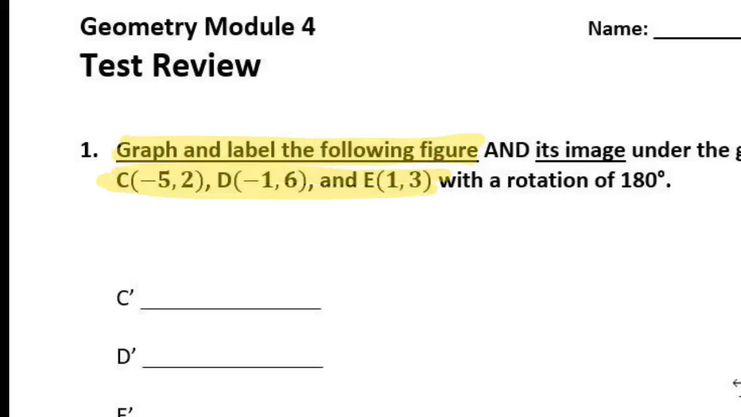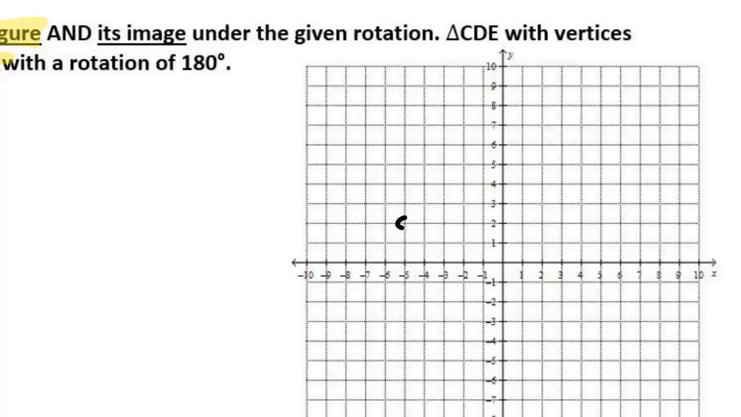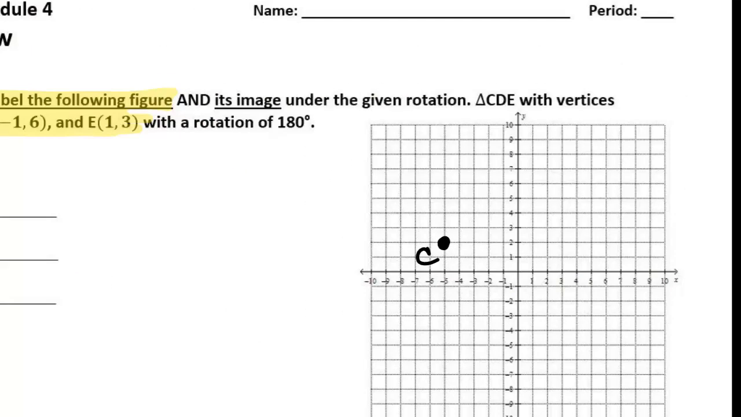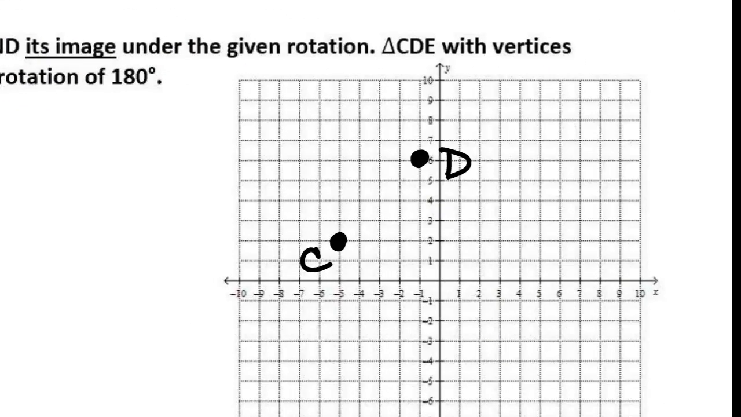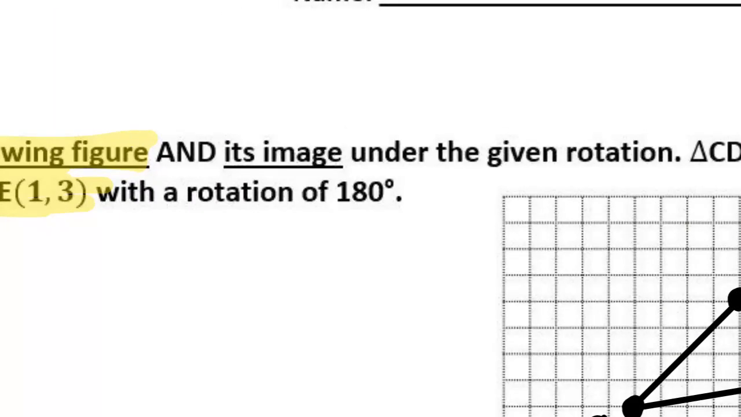Here are my 3 points to make the triangle, C, D, and E. Point C is at -5, 2, right here. D is at -1, 6, right here. And E is at 1, 3, right here. Then we grab our straight edge, and we connect those points together. We are going to be rotating this 180 degrees. It does not matter whether it's clockwise or counterclockwise.